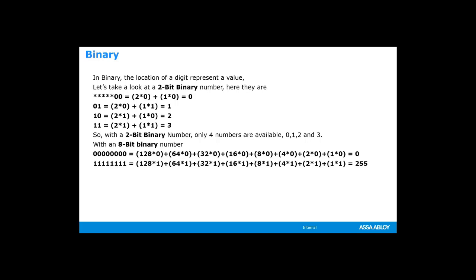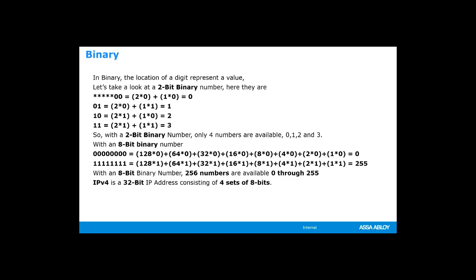If we had 8 ones in this binary number, that's going to be calculated as 128 times 1 plus 64 times 1 plus 32 times 1 plus 16 times 1 plus 8 times 1 plus 4 times 1 plus 2 times 1 plus 1 times 1 for a total of 255. And that's the reason why the numbers will range from 0 to 255. With an 8-digit binary code, the largest number you can produce is 255. So with an 8-bit binary code, 256 numbers are available, ranging from 0 to 255.